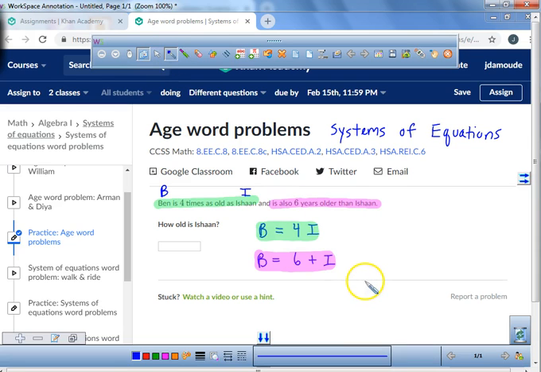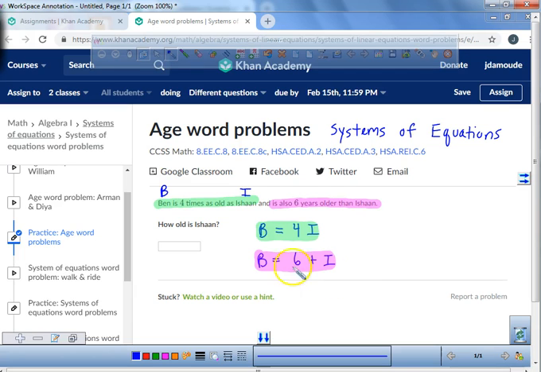Now, I'm going to solve this by hand, and then we're going to use Desmos and show you how to use technology to help you solve it. But you have to know how to write things down first. So here we go. I want to know how old Ishan is. Okay? So here's what I'm going to do. I'm going to set 4I equal to 6 plus I. So I'm setting this equation equal to this equation. 4I is equal to 6 plus I, meaning Ishan's age. Then we're just going to solve for I.